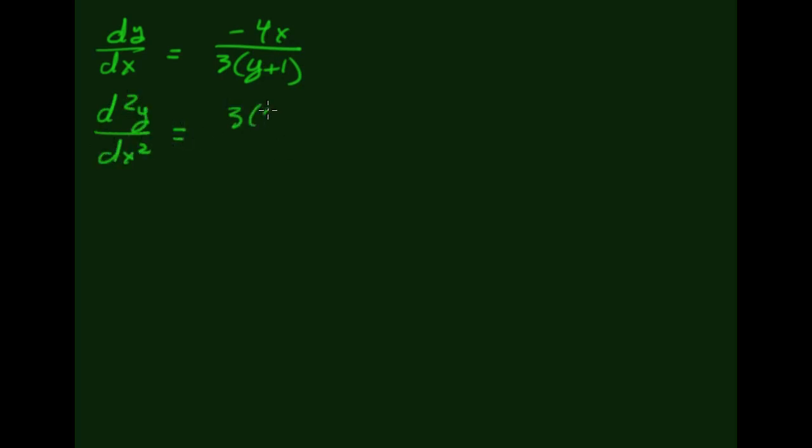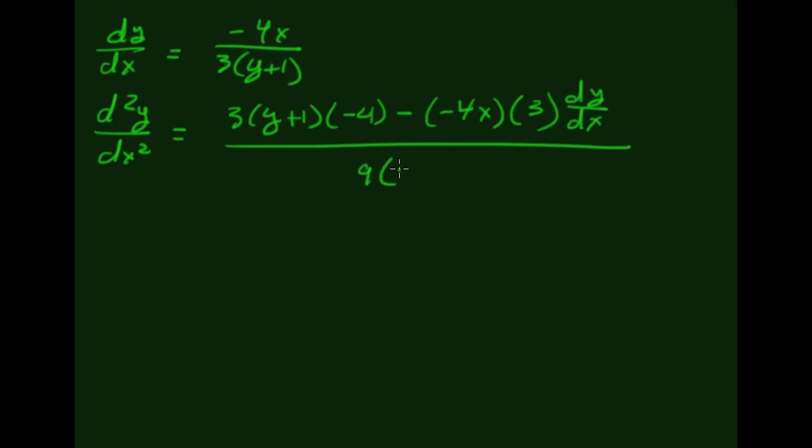This is not so bad either. Start with what you ended with on the first part. So you have that dy dx is negative 4x over 3 times y plus 1. So you have to use your quotient rule here, right? d2y dx squared. So it's low d high minus high d low dy dx, because it's implicit, over low squared.